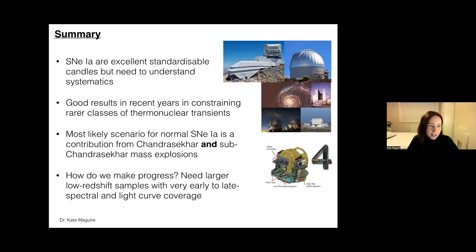Okay, to summarize, I think they're excellent standardizable candles. We do need to make some improvements for the cosmology. I think we're making good progress on the rarer classes. And my opinion is that it's most likely that there are two scenarios for the normal type 1As. And we need larger samples and more modeling, as always. Okay, thanks very much.